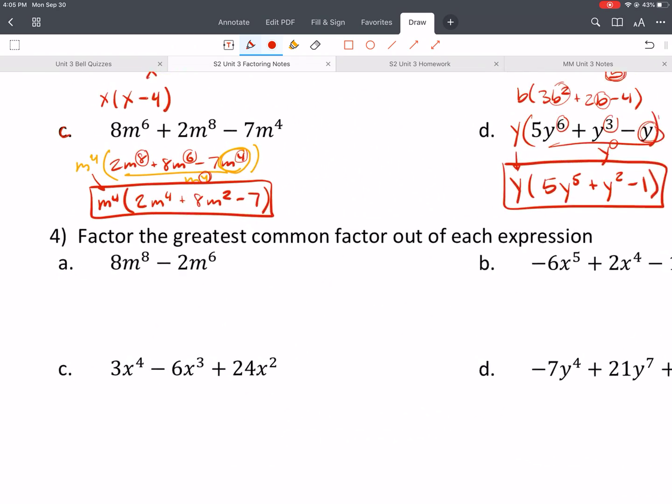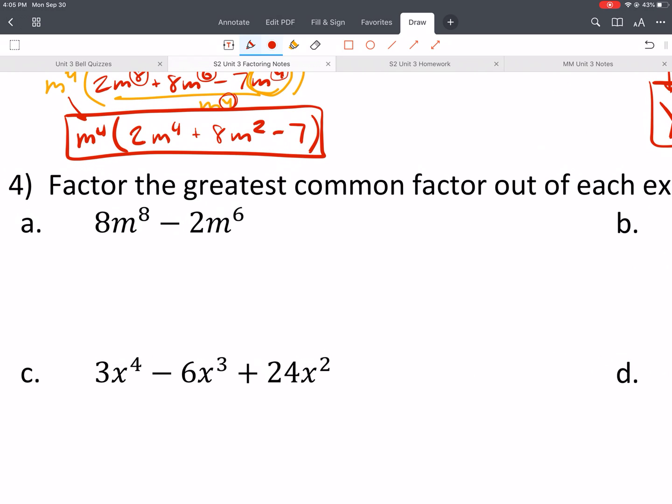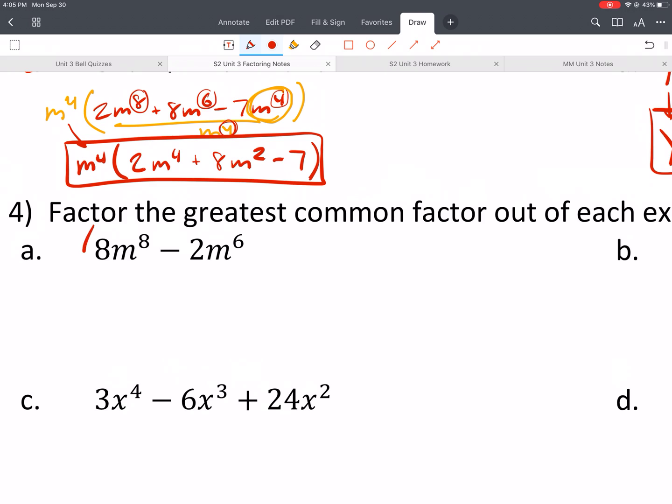Right, and then here we're using both numbers and variables. For this one, we'd ask, what's the greatest common factor for the coefficients? You'd say, well, that would be 2. And for the variables, that would be m to the 6th. So we'd divide it all by 2m to the 6th. We would get 2m to the 6th in the front.